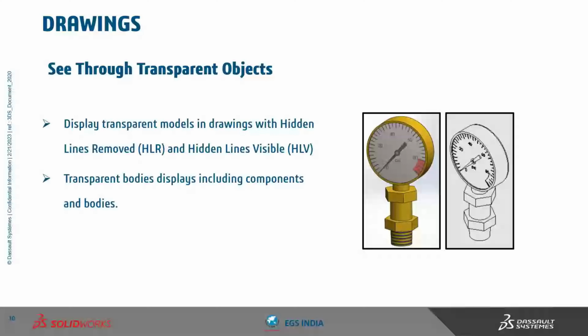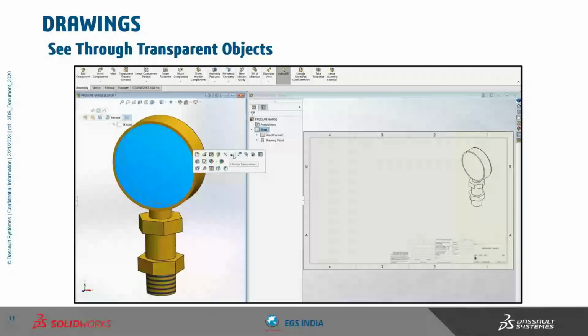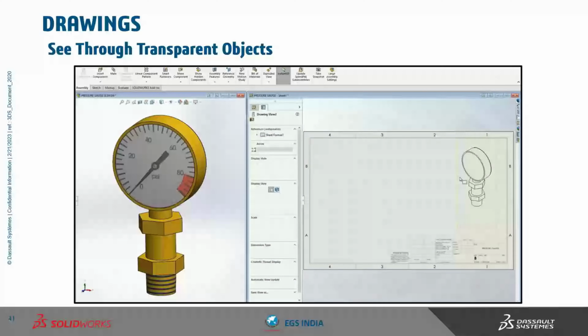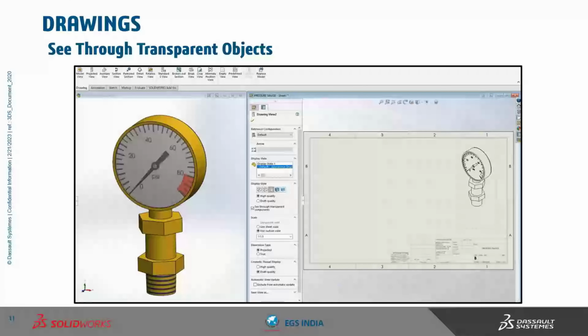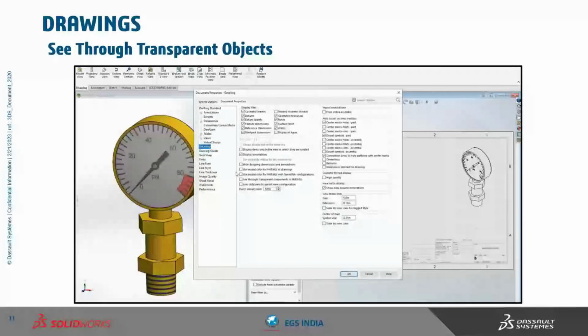Drawings. See-through transparency object. In older versions of SolidWorks, we needed to first delete or hide the object to view the part behind. Now SolidWorks has put in the new enhanced see-through transparent object. Display transparency mode will be hidden. Here I make the model transparent and it is see-through, so I will be able to see it. Or if I want everything in the document property to be see-through, I can enable it.